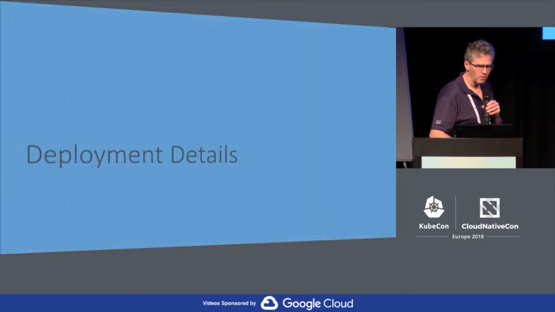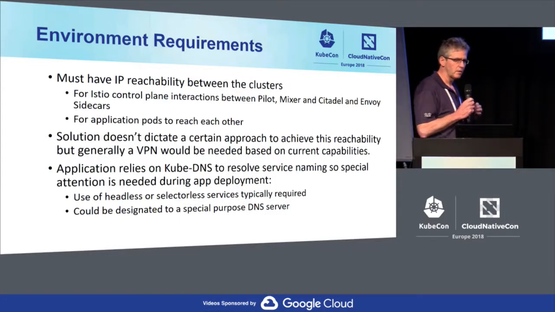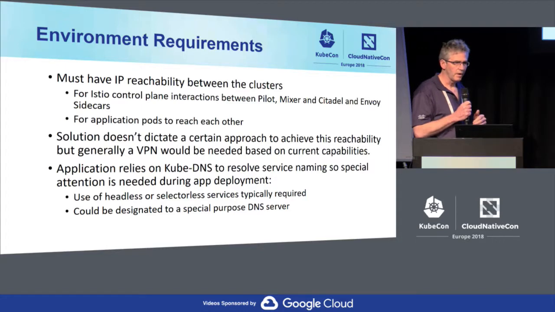Now a little bit on the deployment that you're going to see. For this particular deployment demonstration, one of the environmental requirements is that you must have IP reachability between the clusters. In the demo you'll see, we expose the pod IPs on all the clusters, so you have pod reachability across the clusters, and we take advantage of that. You don't have to use the pods; there are other ways you could do this. But in this demo, we use pod IPs and have reachability across those IPs.